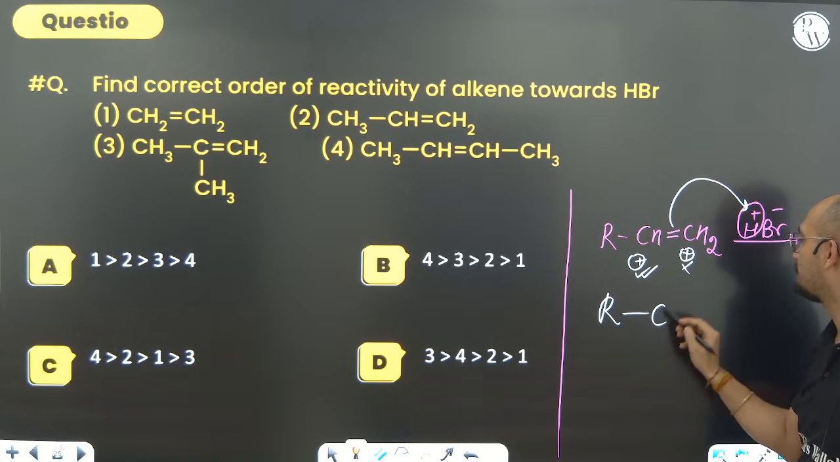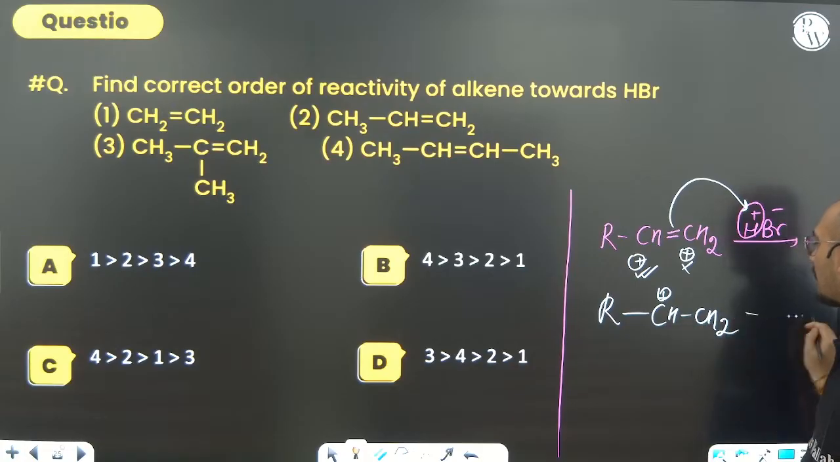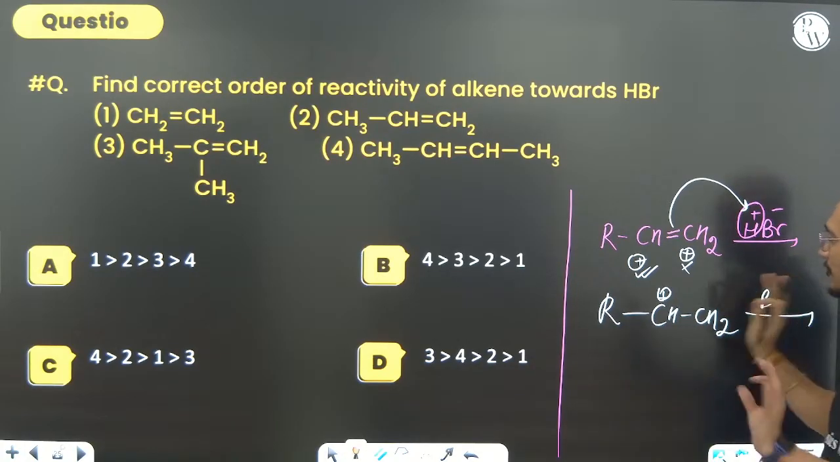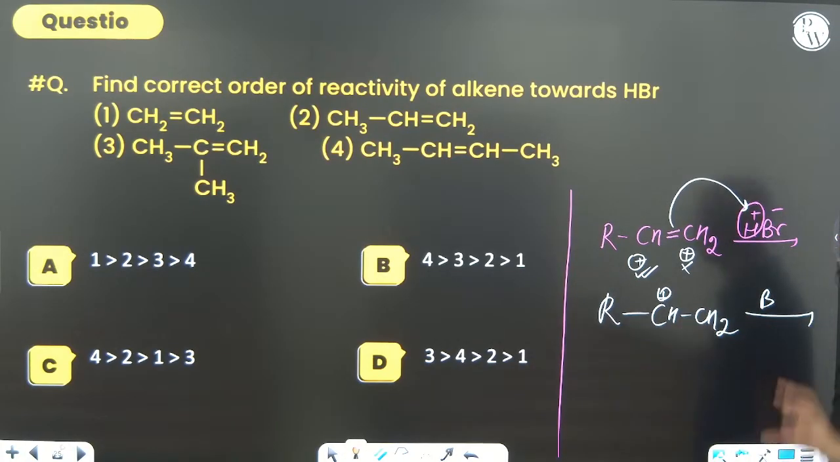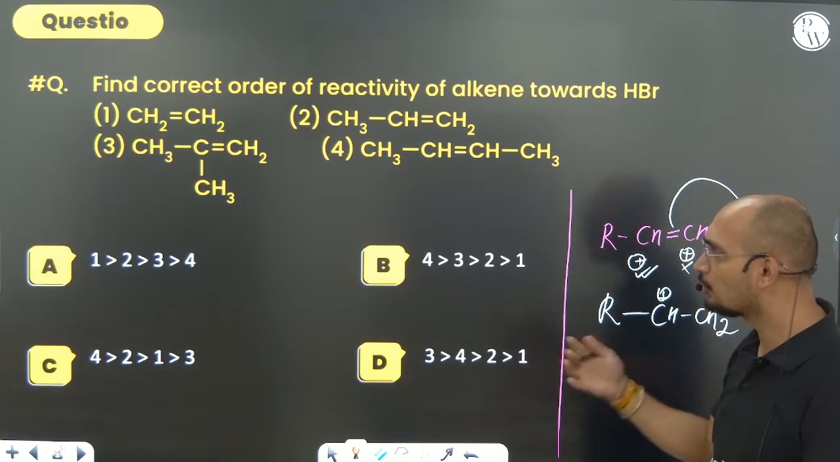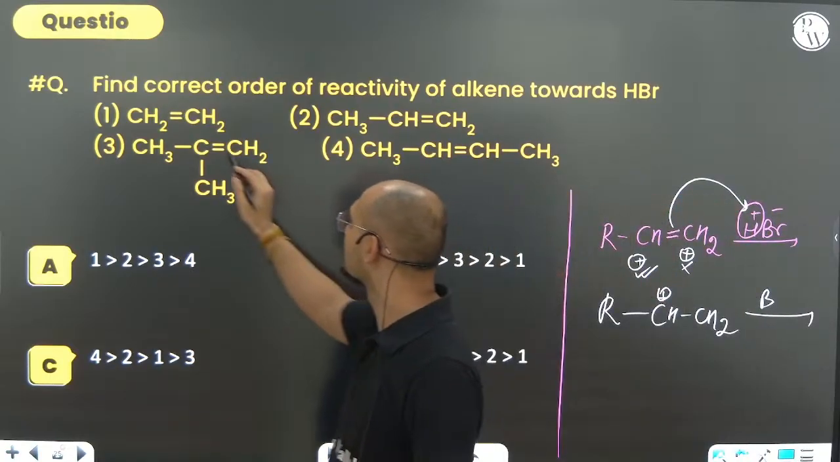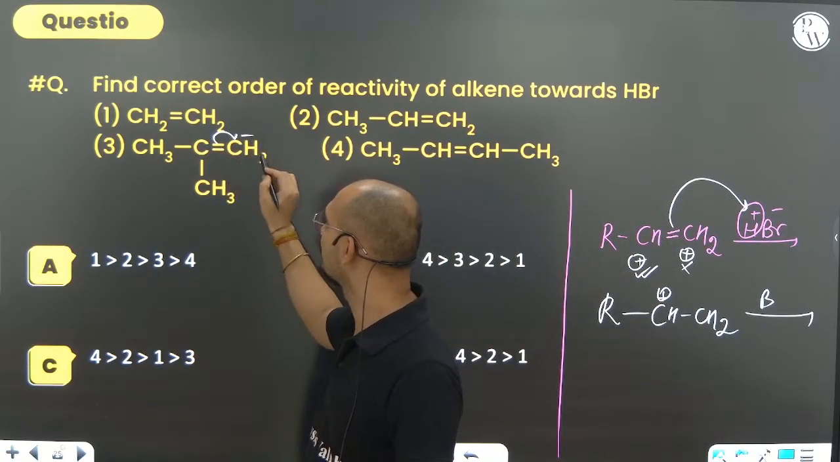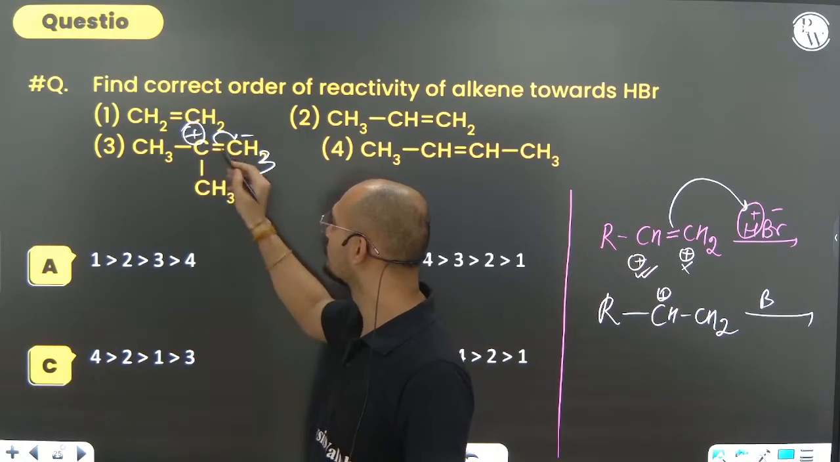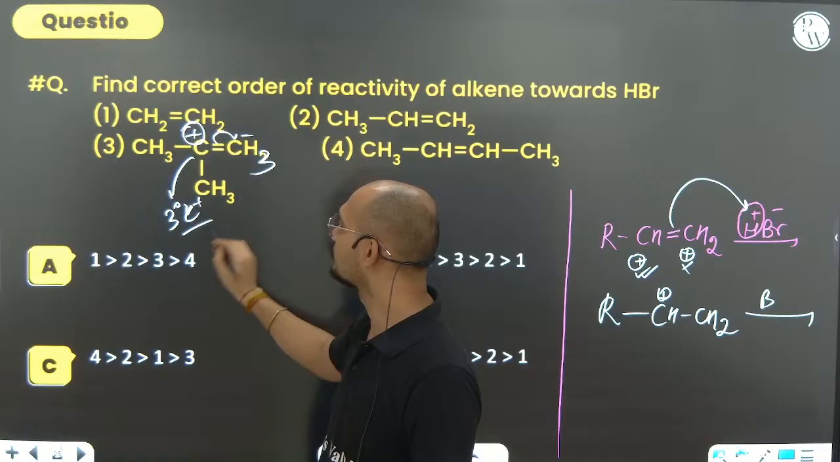So we can say CH positive, and here CH2. So basically the main thing we have to understand is that there is going to be formation of a carbocation. Now when will the carbocation be most stable? Where will the carbocation formation be most stable? Think: if this becomes CH3 and the positive comes here, what is this? This is a 3 degree carbocation, so that is most stable.